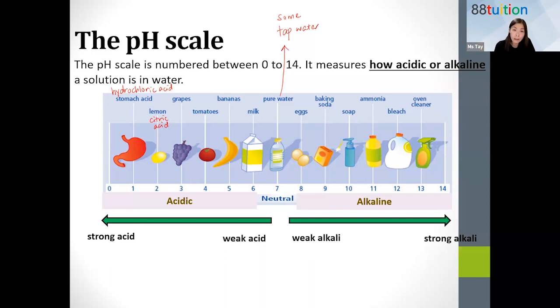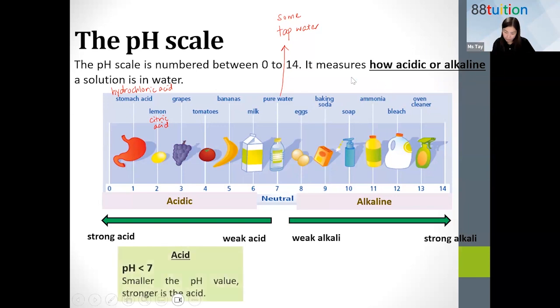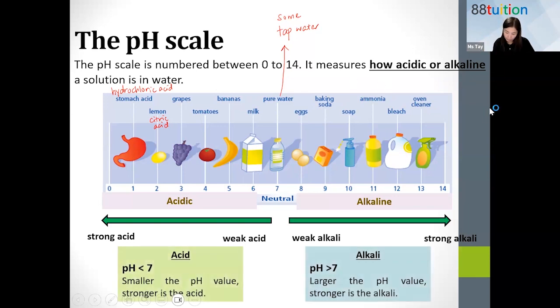Eggs are slightly alkaline. Okay. Then you go into baking soda, then soap, then ammonia, bleach, oven cleaner. So remember I told you, all the cleaners, all the detergent, generally they are all alkaline in nature. Okay. And then they are quite corrosive. So stated here again, pH less than 7 means stronger acid. pH greater than 7, the larger it becomes, it's a stronger alkali.